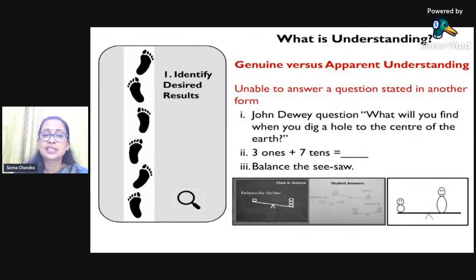So let's see what understanding is, what is genuine understanding and apparent understanding.